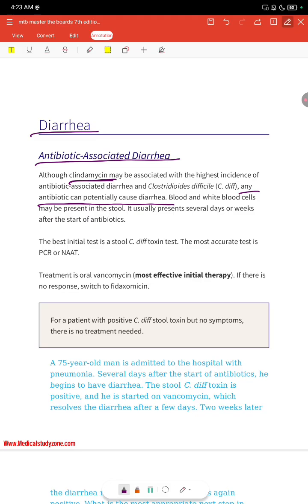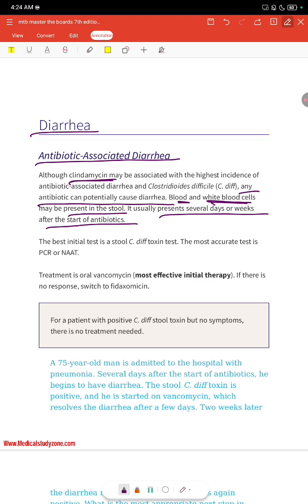So it is important to note that even though we know that clindamycin is usually associated with the highest incidence of antibiotic associated diarrhea and C. difficile, any antibiotic in reality can potentially cause diarrhea. Blood and white blood cells may be present in the stool. It usually presents several days or weeks after the start of antibiotics.